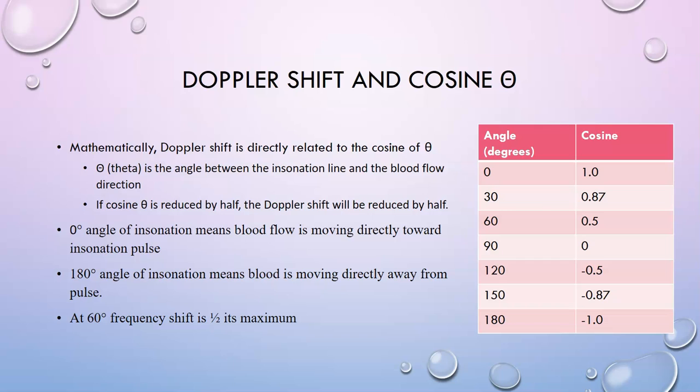So let's look at the Doppler shift and the cosine. As I said, mathematically, the Doppler shift is directly related to the cosine of theta, where theta is the angle between the insonation line and the blood flow direction. If the cosine is reduced by half, then the Doppler shift is reduced by half. And also your sensitivity to Doppler signal is reduced by half, right? I hope that makes sense. So at 60 degrees, which most people use, the frequency shift is exactly half of its maximum.